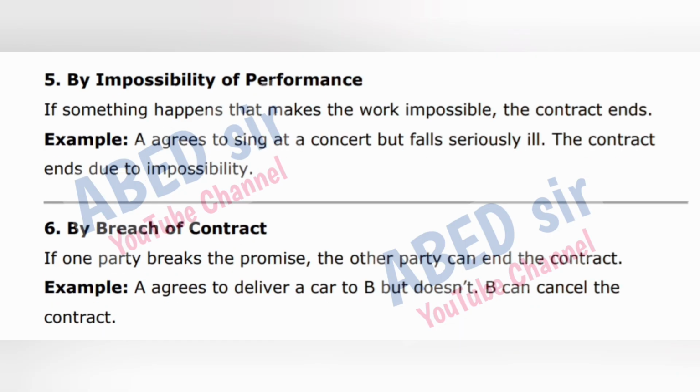5. By impossibility of performance. If something happens that makes the work impossible, the contract ends. Example, A agrees to sing at a concert but falls seriously ill. The contract ends due to impossibility. 6. By breach of contract. If one party breaks the promise, the other party can end the contract. Example, A agrees to deliver a car to B but doesn't. B can cancel the contract.